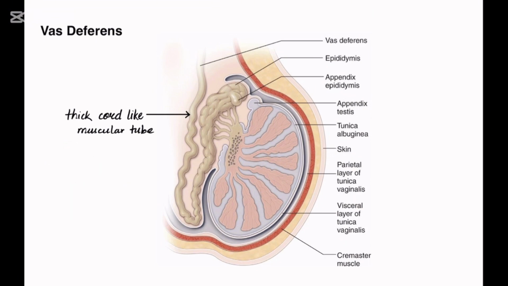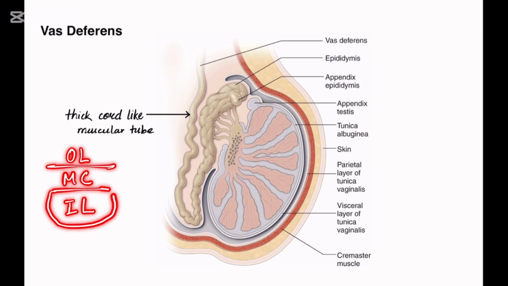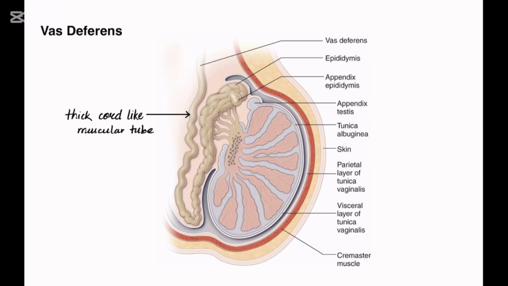In the GIT, you usually have outer longitudinal and inner circular. However, here there is outer longitudinal, inner longitudinal, and middle circular. So there's longitudinal outside, longitudinal inside, and a circular layer in the middle, sandwiched in between the two longitudinal layers.